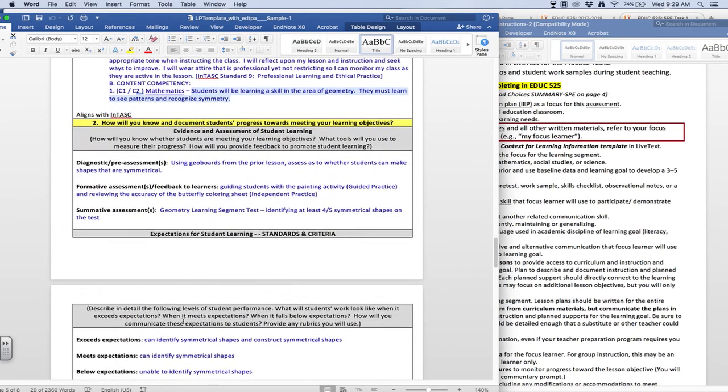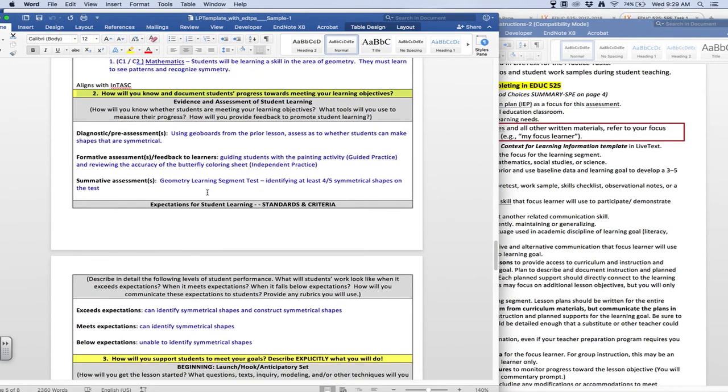All right, going down, how will you know the student's progress towards the learning objective? We have the diagnostic, the formative, and summative assessment. Diagnostic happens at the beginning, formative happens throughout, can be informal, and then summative, which actually could also be informal, but is the official assessment that happens at the end. And so you can see what each one of these does.